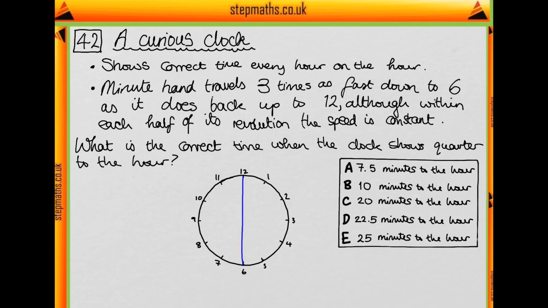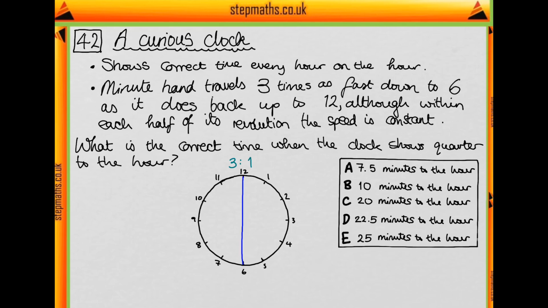So we're just going to draw out our clock here. We've divided it into two halves here. So between the 12 and 6, and then between the 6 and 12, because it goes a different speed in this section to it does in this section. Now, we're told that it travels 3 times down to 6 as it does back up to 12. So what proportion of its time does it spend in this half of the clock? Pause the video and see if you can work it out now.